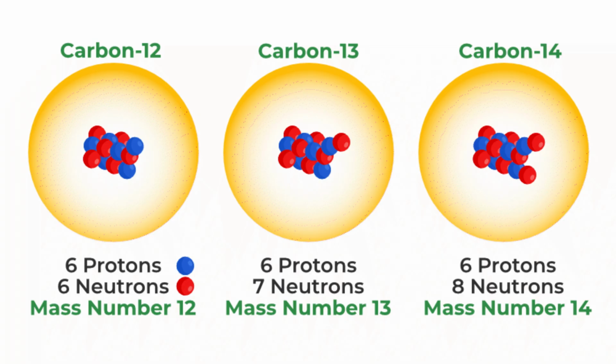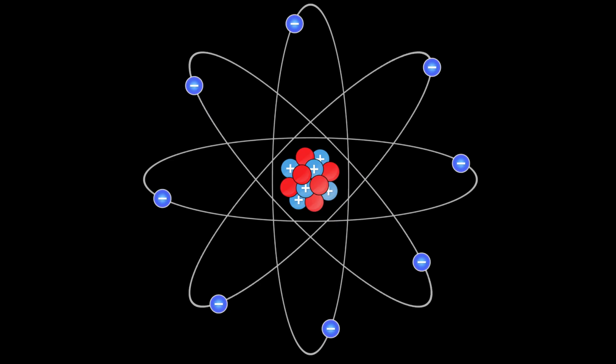For instance, carbon-12 has 6 neutrons, while the naturally occurring carbon-14 isotope has 8 neutrons, slightly altering the atomic mass but not the chemical identity. We will take a more in-depth look at isotopes in another video.